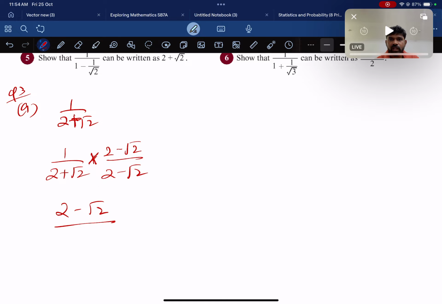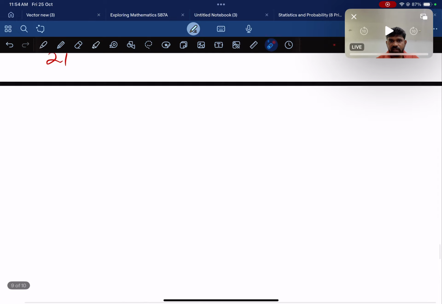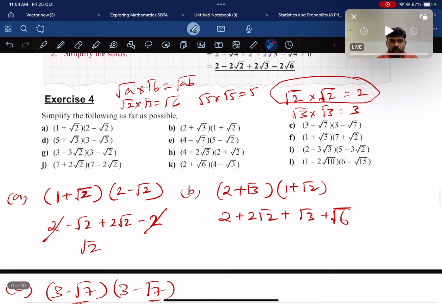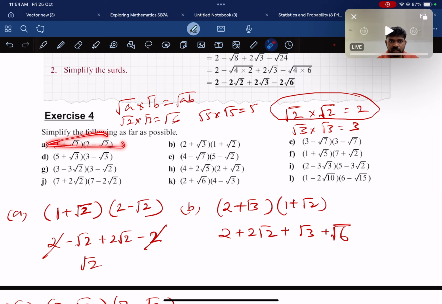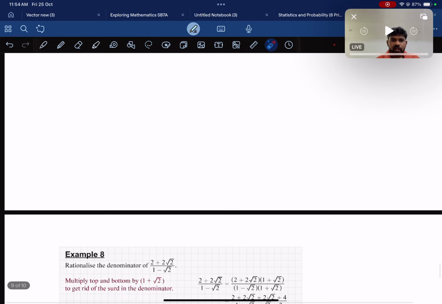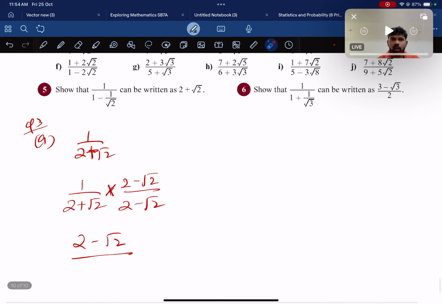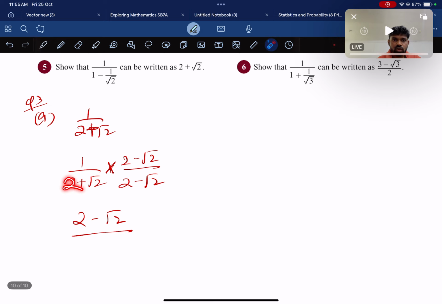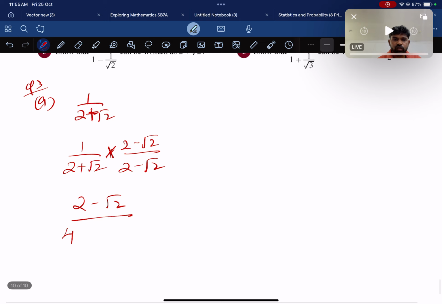you just multiply these two values the same way as in exercise 5 that we have discussed right now, example number 4. The same thing you need to follow to multiply these. Coming to here, I'm going to multiply 2 times 2 and 2 times root 2. When we multiply 2 times 2, I'm getting 4, and when you multiply 2 times root 2, I'm getting minus 2 root 2.